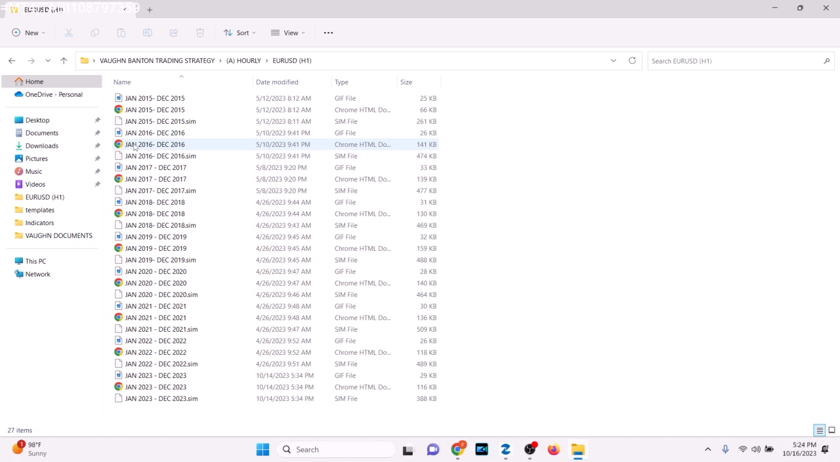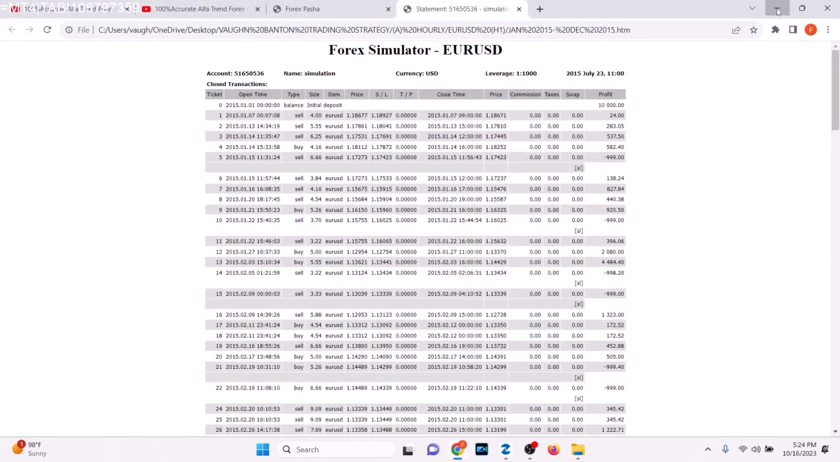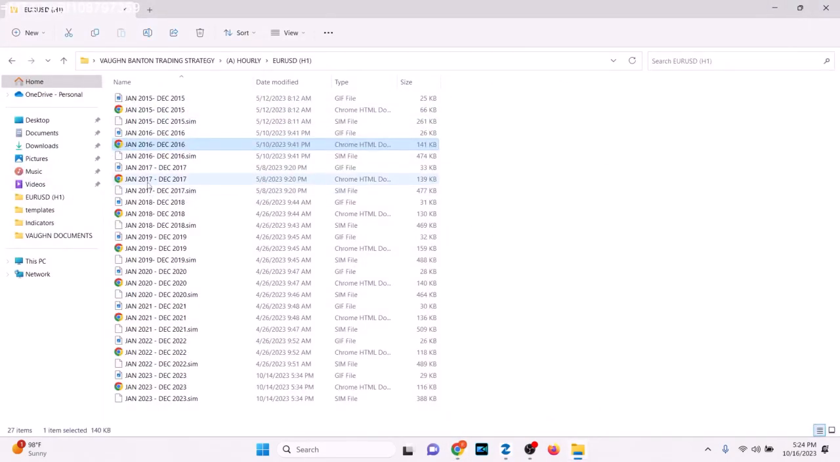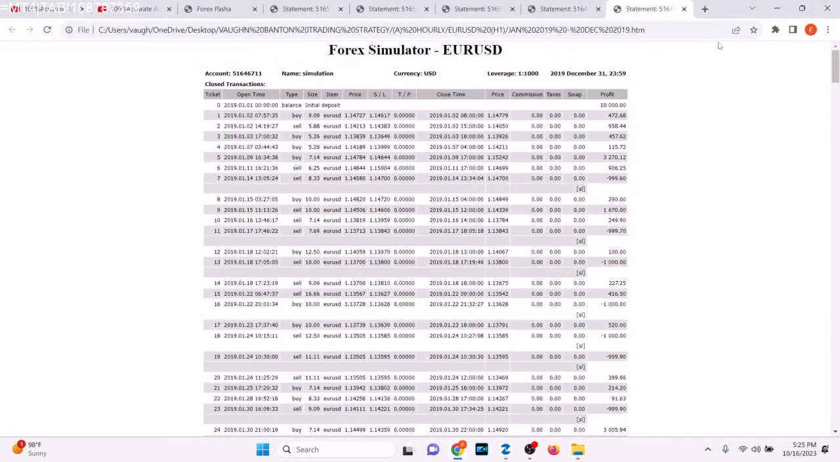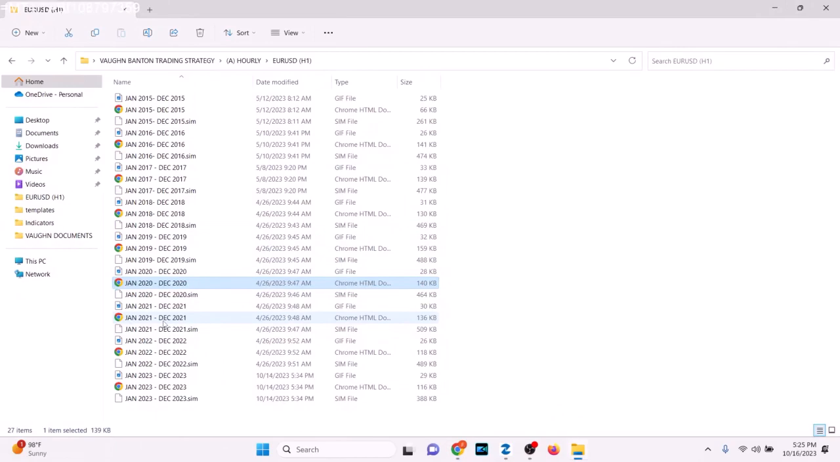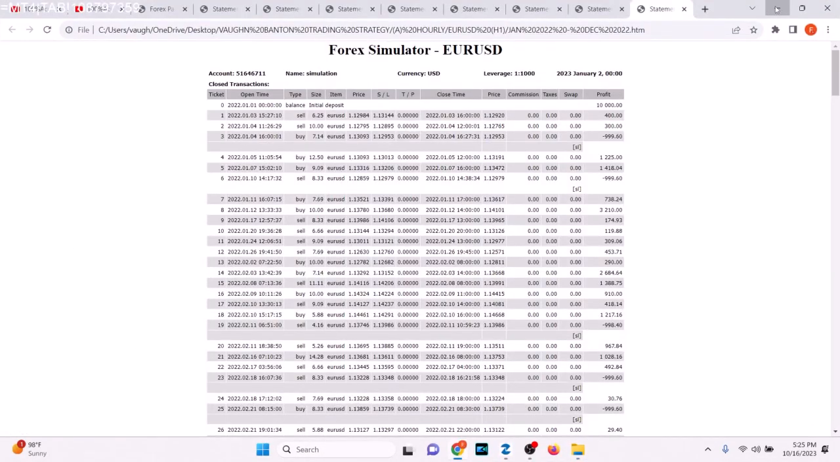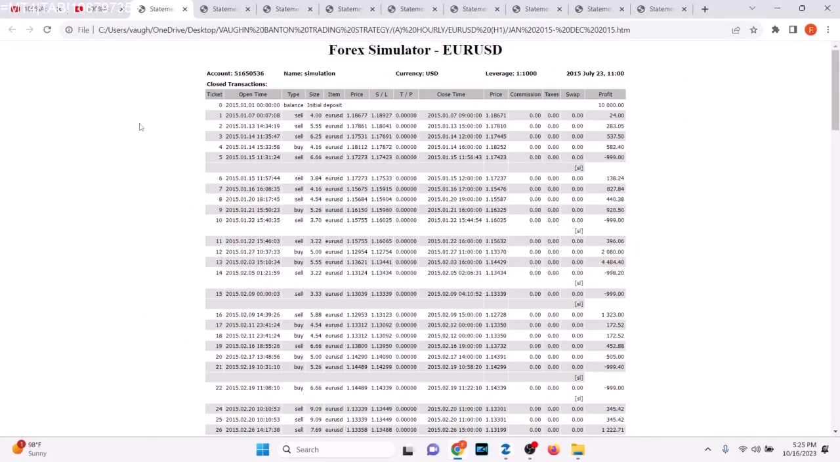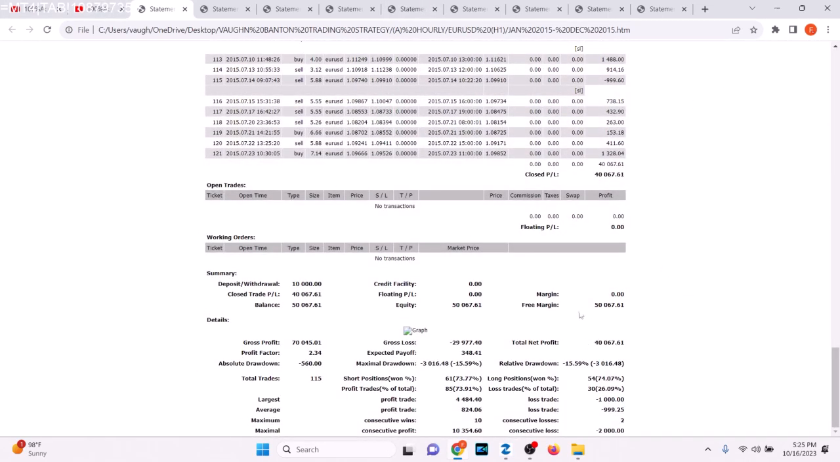Okay, so let's just open it up from 2015 to 2023. I'm just gonna open all of them at once and then I'll just go through them. Okay, so let's just start with 2015. So as you can see, for 2015, initial deposit 10,000, and my closing balance was 50,000. So I closed with a profit of $40,000, which would be a 400% increase for the year.